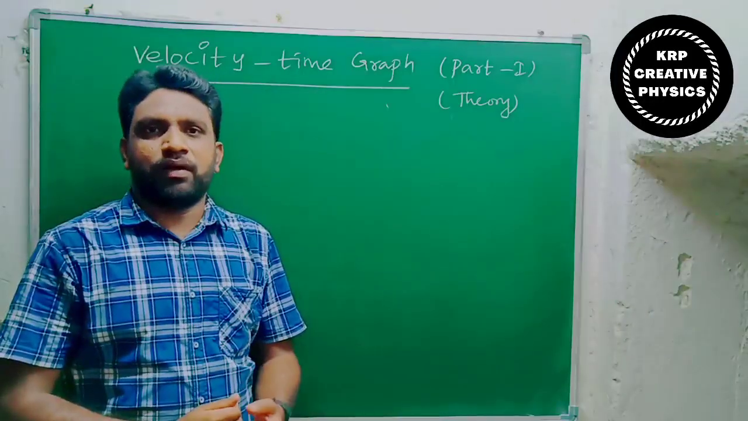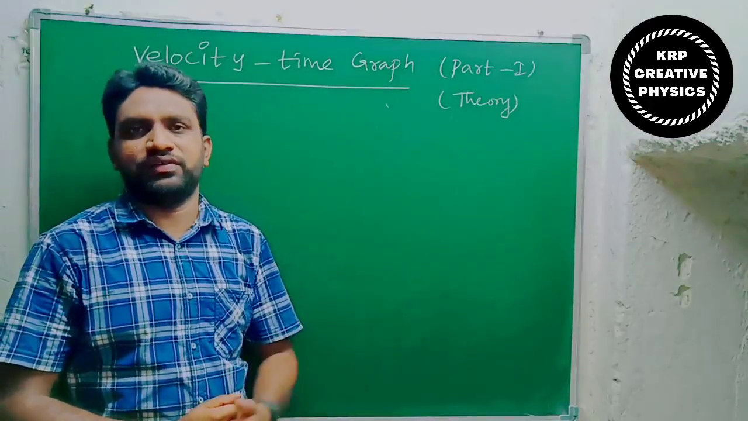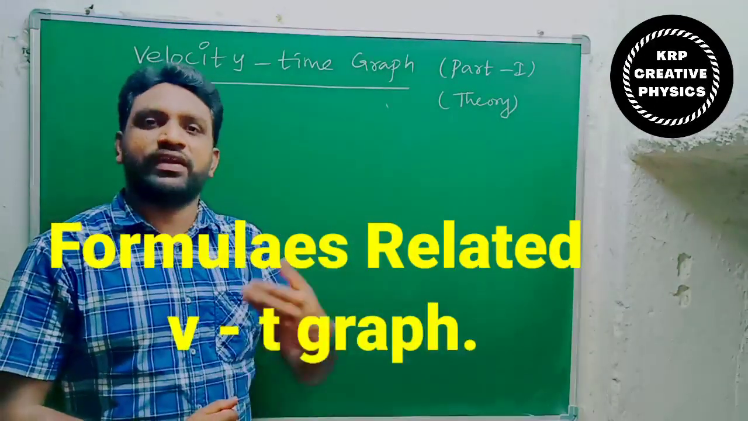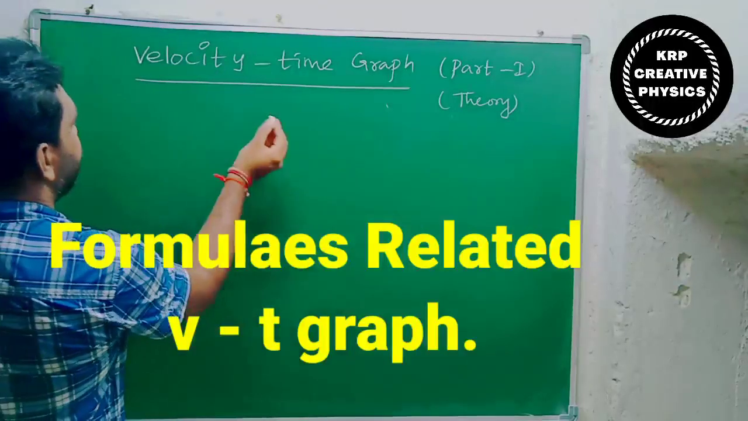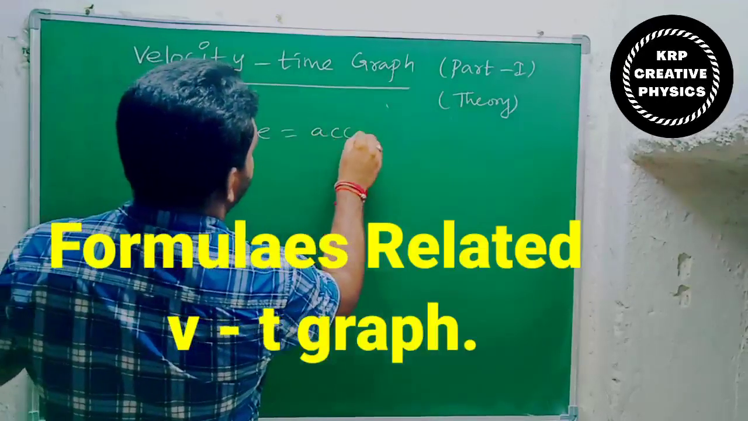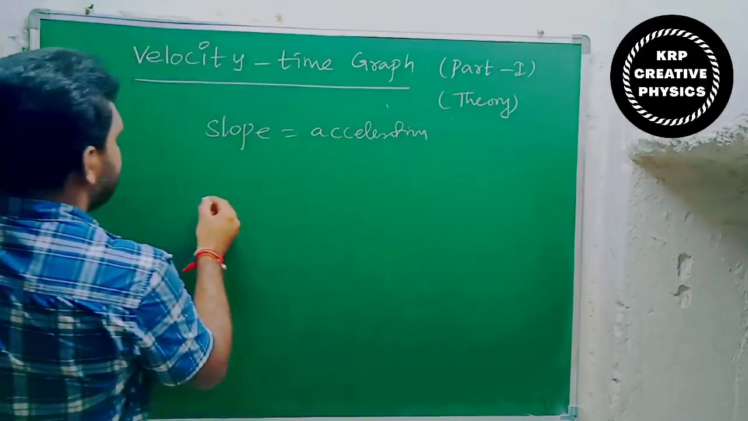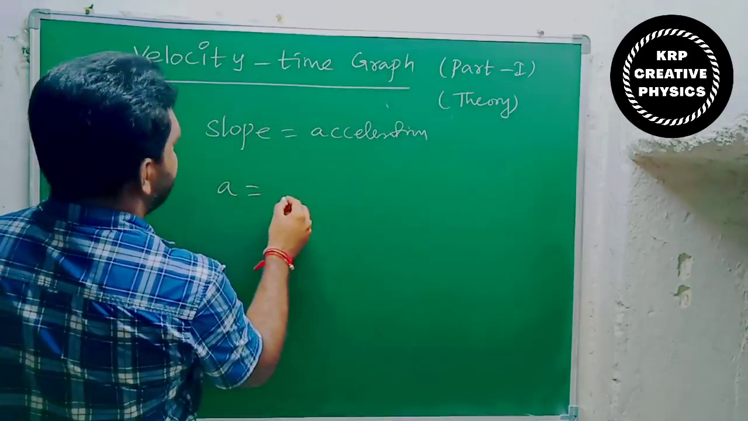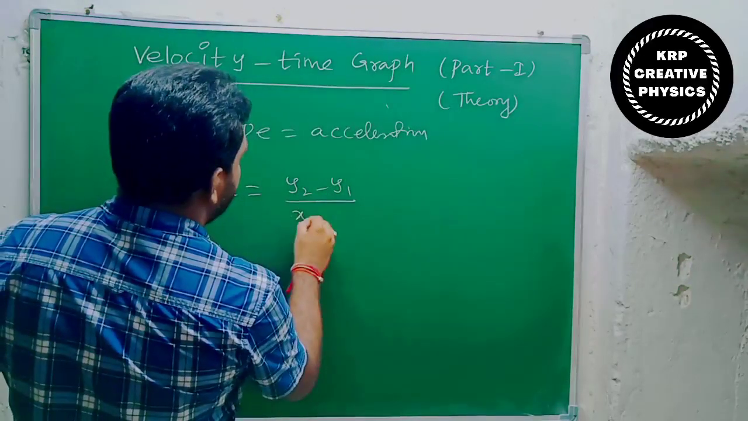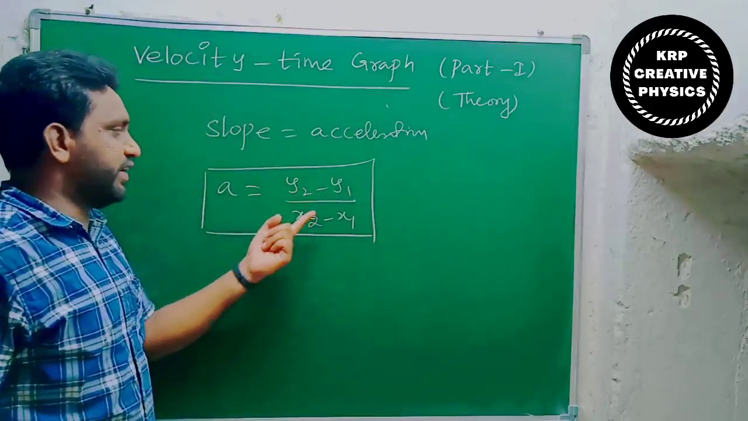Okay friends, after the completion of the theory topic related to the velocity time graph, I want to give some formulas related to the velocity time graph. With the help of these formulas only, we are going to solve the problems in our next video. These are the useful formulas. Slope equals acceleration. You know that already. So how can we find the acceleration here? Acceleration equals y2 minus y1 by x2 minus x1. This is one formula, that is simply the y-axis reading by the x-axis reading.